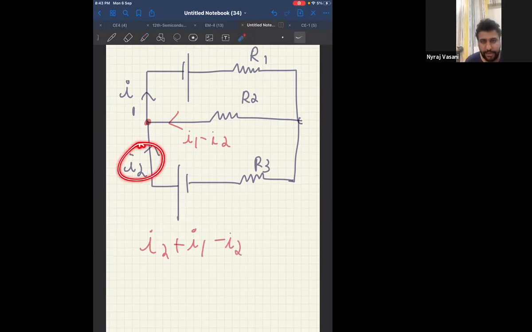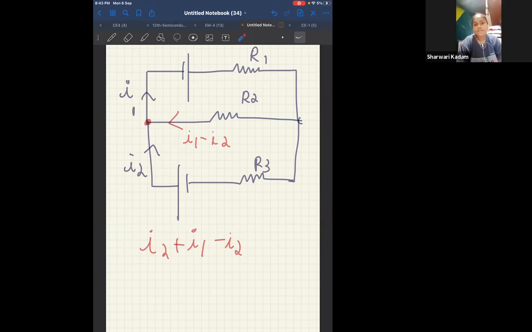The total current entering is I2 plus I1 minus I2. Therefore, can I say plus I2 and minus I2 cancels? Therefore, total current leaving also should be I1. Therefore, can I say total current leaving is I1? Therefore, can I say at this point, KCL is satisfied? If I take I1 minus I2, did you understand how I took I1 minus I2?